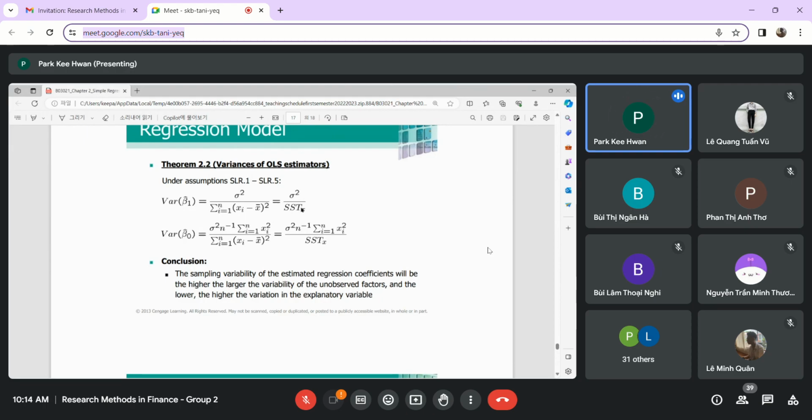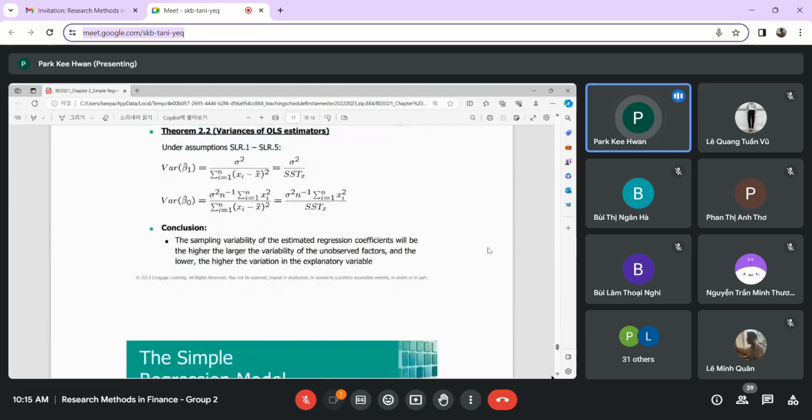And on the other hand, the second expression is the expression for the variance of the slope parameter beta naught hat, and that is a little bit more complicated. So from the expression, what we can learn, conclusion.